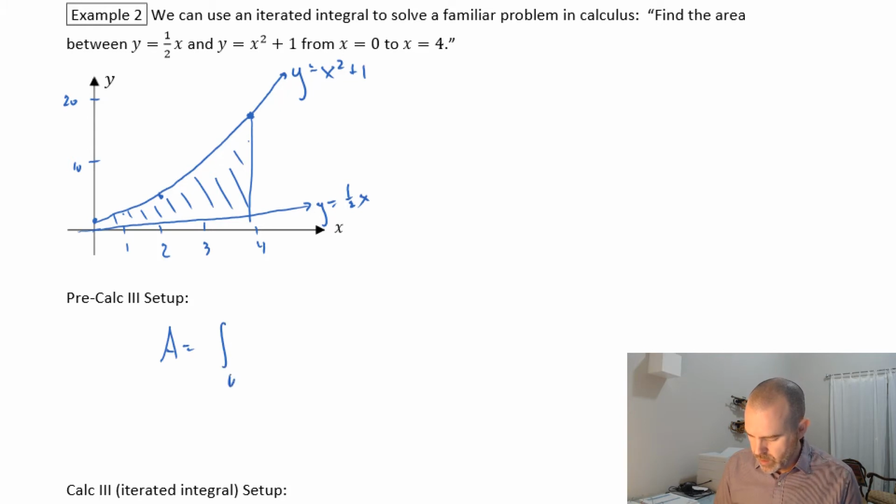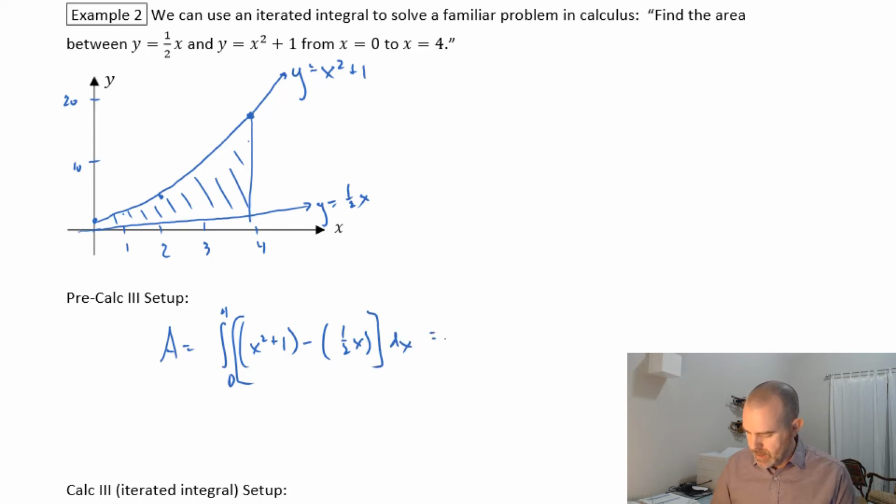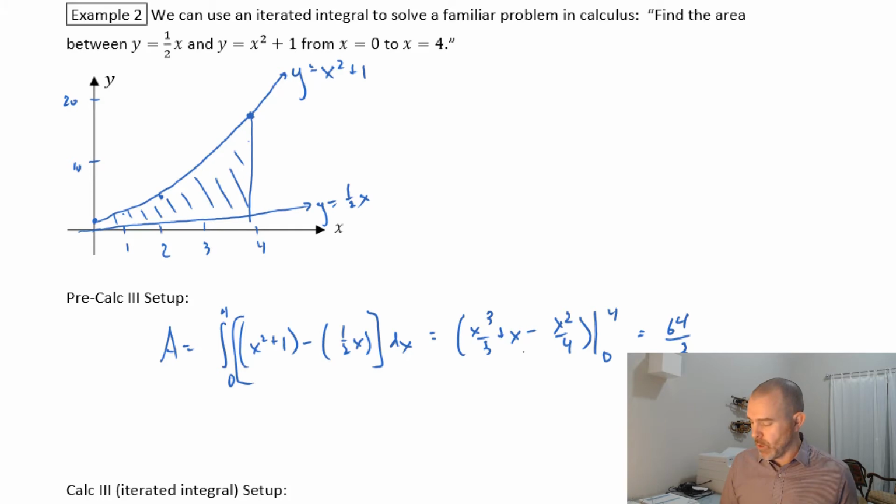So pre-Calc 3, that would just be an integral from 0 to 4. And we would just take the top function, x squared plus 1, and subtract the lower function, 1/2 x, and just do that integral. So that's easy enough. That'll be x cubed over 3 plus x minus x squared over 4 from 0 to 4. And if we compute that, we should get 64 thirds. So we get 64 thirds, then we get plus 4, but then minus 4. So we get 64 thirds. So that is just Calc 1 there. That's not a big deal.